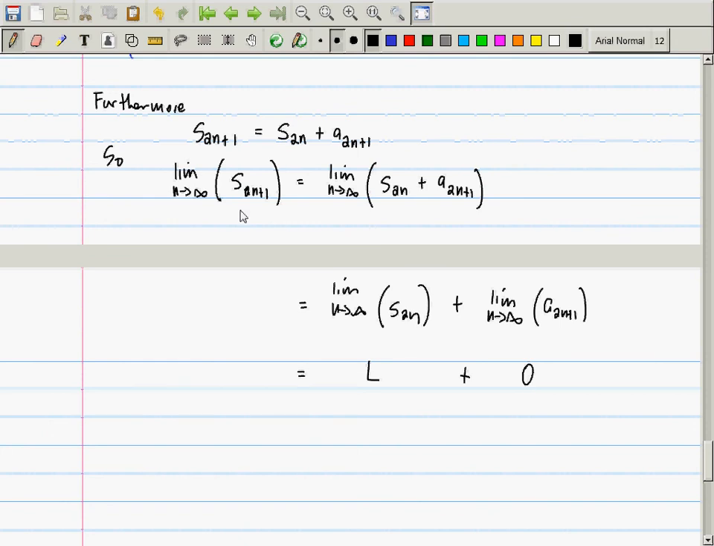So the even terms, we demonstrated, must converge, and we called that L, and now we just demonstrated that the odd terms must also converge to L. So the even part of the sequence of partial sums converges to L, the odd part of the sequence of partial sums converges to L, so the sequence of partial sums converges to L.